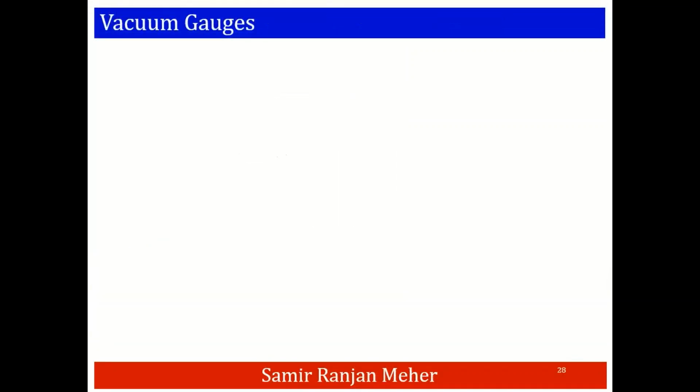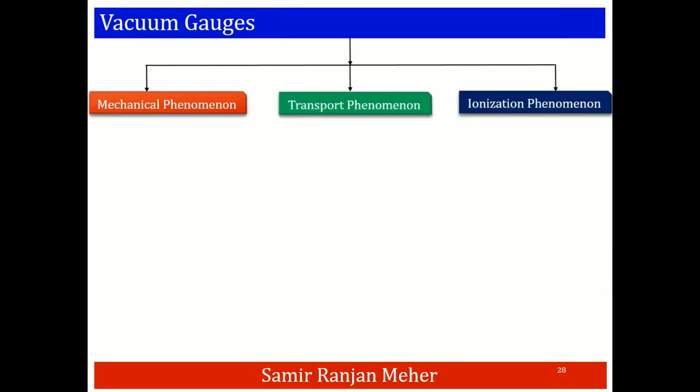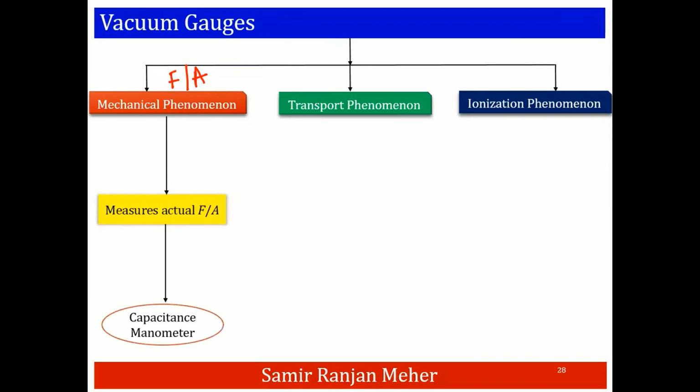Then let us discuss quickly the different vacuum gauges. Vacuum gauges' primary aim is to measure the pressure inside the chamber. There are three mechanisms by which you can measure the pressure. One is the direct way, meaning we directly measure the pressure, that is, the force per unit area. That is called the mechanical phenomenon. So in the mechanical phenomena, it directly measures the pressure, which is the direct gauge, and the example is the capacitance manometer.